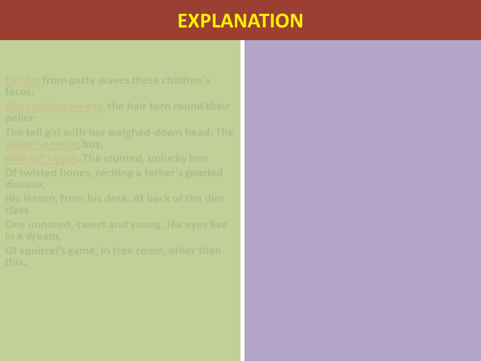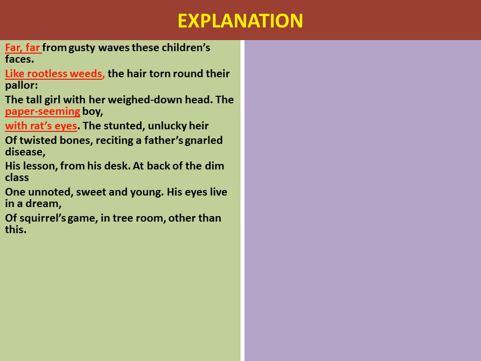Let's check the explanation part. The first stanza of the poem reads like this: Far, far from gusty waves, these children's faces, like rootless weeds, the hair torn round their pallor, the tall girl with her weighed down head, the paper seeming boy with rat's eyes, the stunted, unlucky air of twisted bones reciting a father's gnarled disease, his lesson from his desk at back of the dim class, one unnoted, sweet and young. His eyes live in a dream of squirrel's game in tree room other than this.